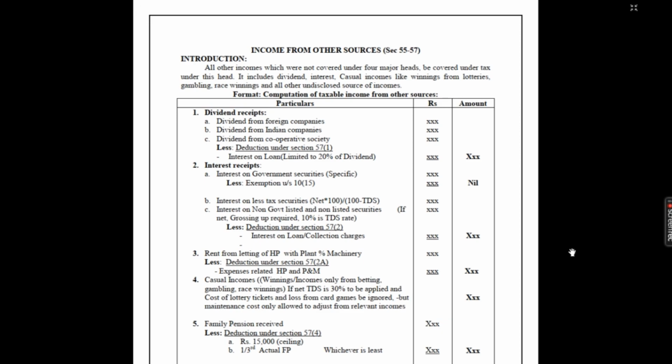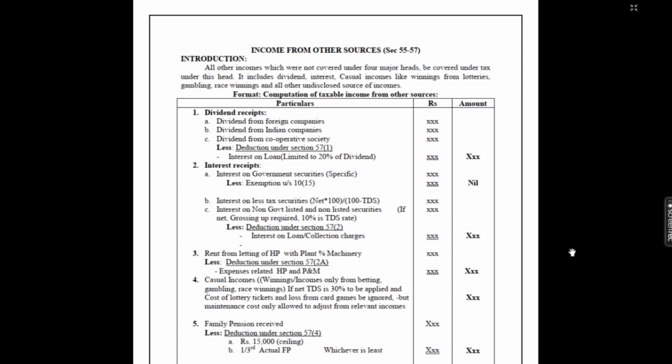Let me see the format for how to compute the taxable income from other sources. First one is dividend receipts. Dividend from foreign companies, dividend from Indian companies, and dividend from cooperative societies are fully taxable, less deduction under section 57(1), interest on loan when the investment was made from loan funds. That interest on loan can be deducted under section 57(1), but that amount is limited to only 20% of such dividend income.